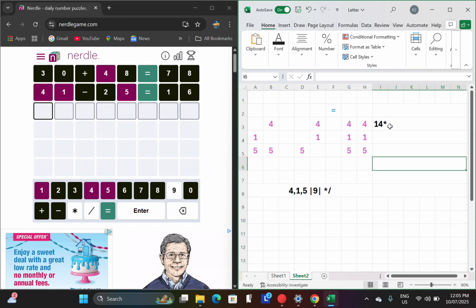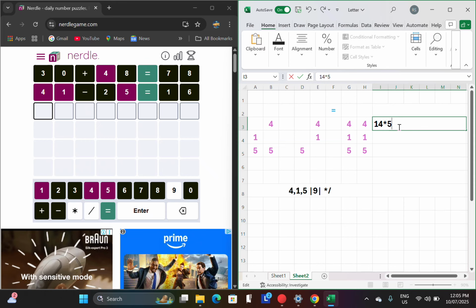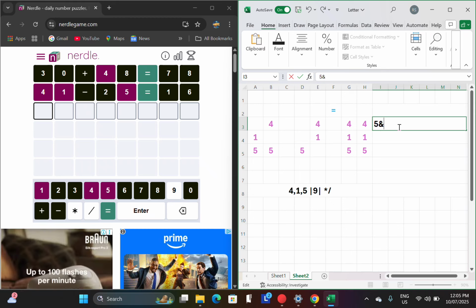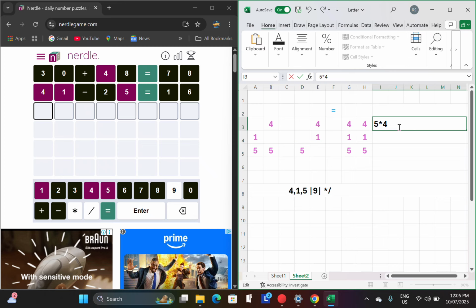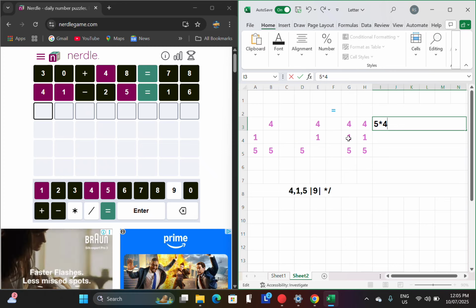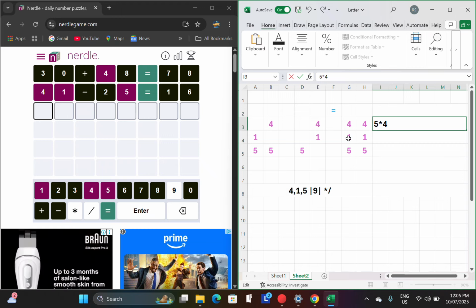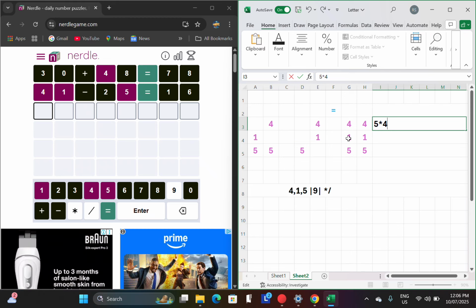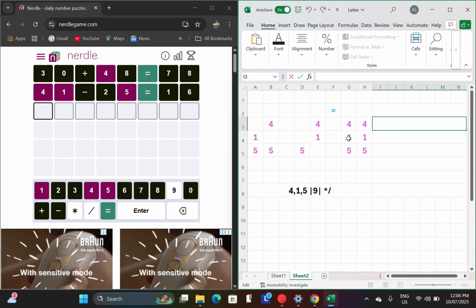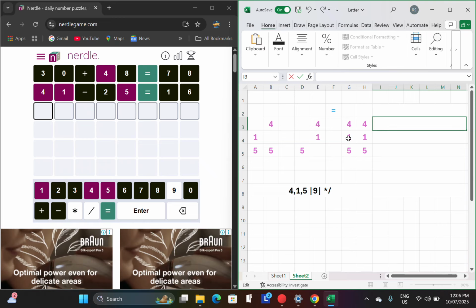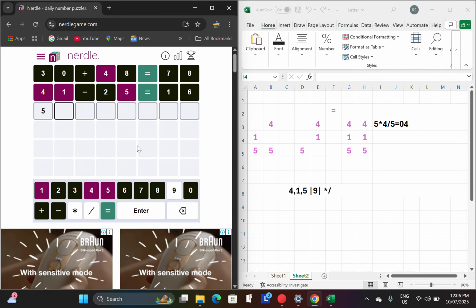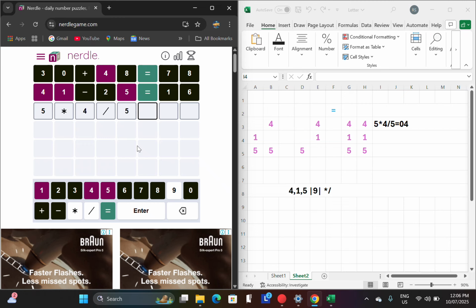So I'm going to write 14 multiplied by 5. I want to write again, so 5 times 4. Right, 5 times 4 equals 20, divided by 5. 5 times 4 divided by 5. So I'm going to write like that. So I'm going to write again. 20. Nope. 5 times 4 divided by 5 equals 4.